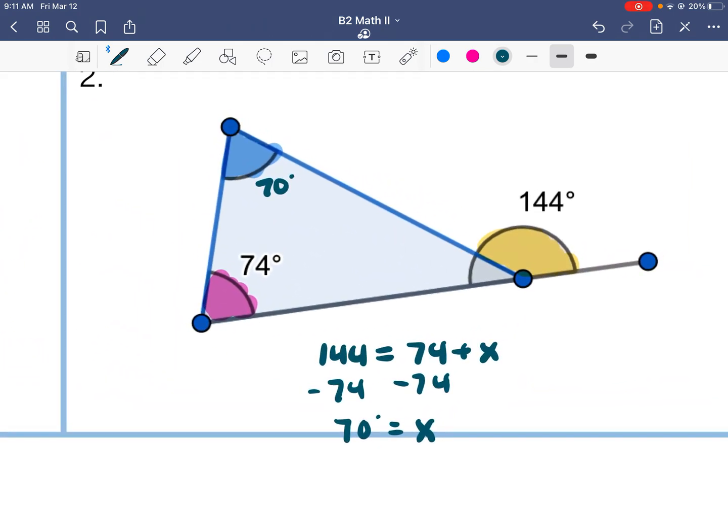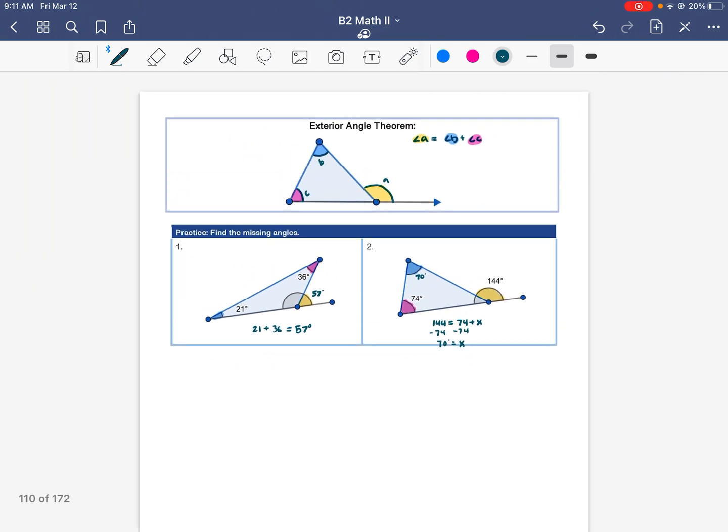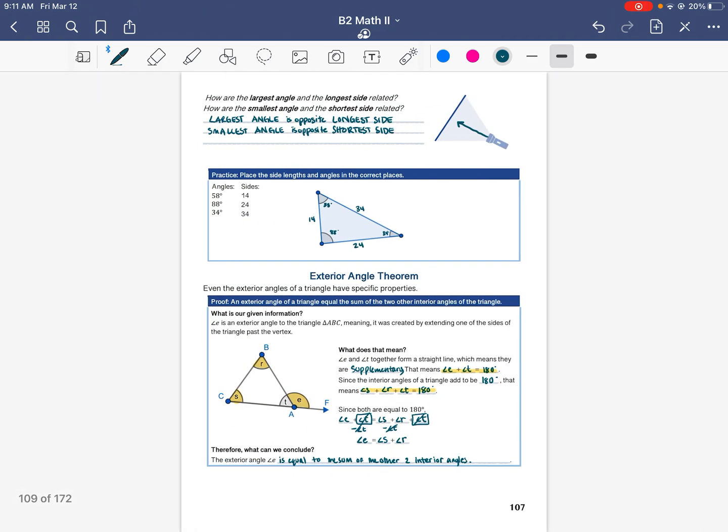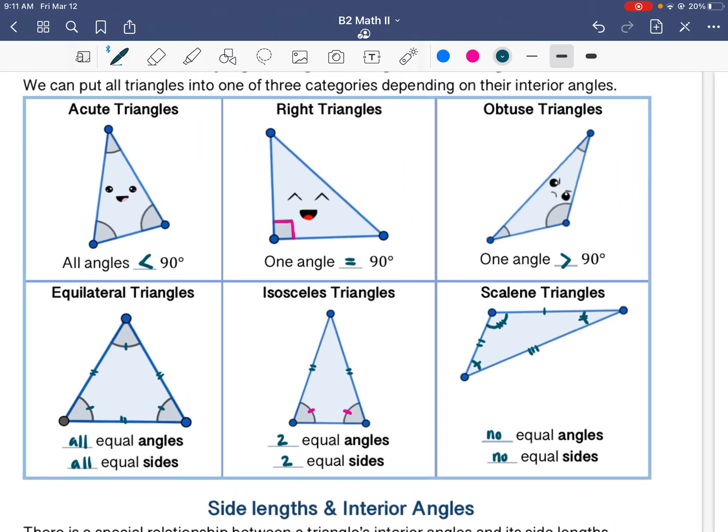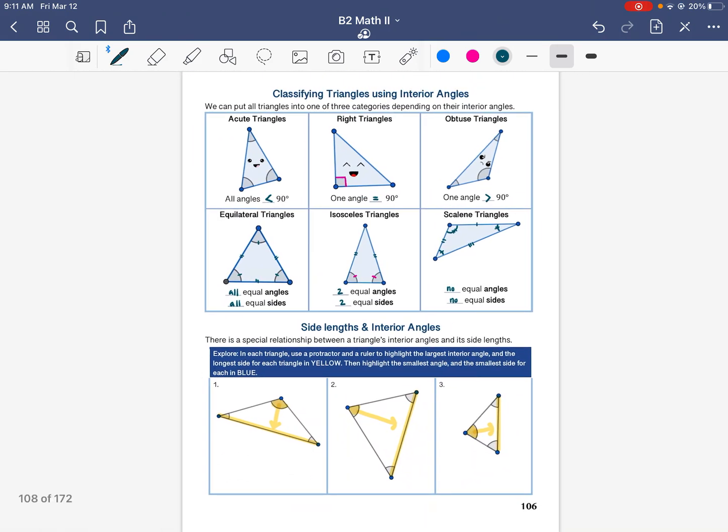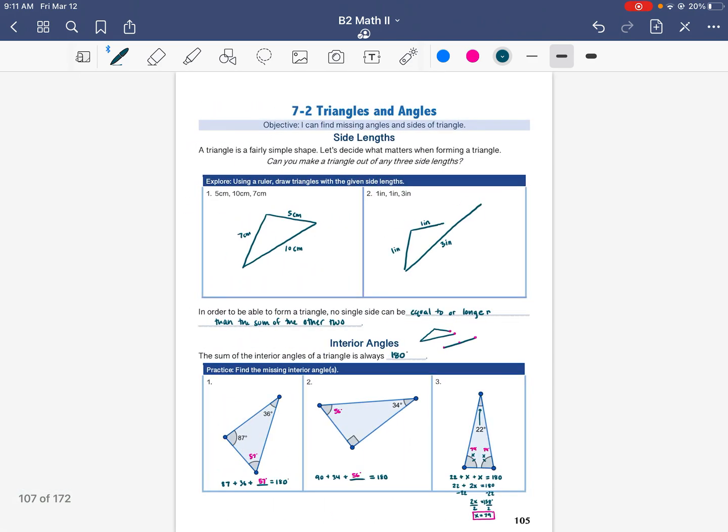Fantastic. Yeah, so we'll call it good there. So that was our practice problems. Remember these, we didn't do any practice of these classifying angles, but those are important to remember.